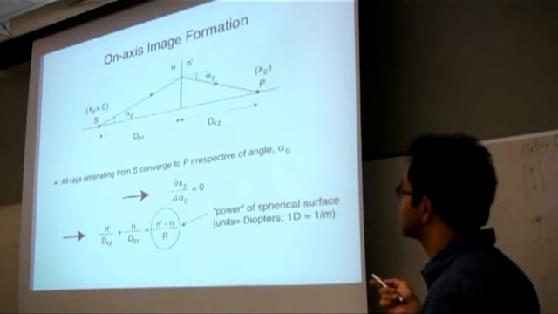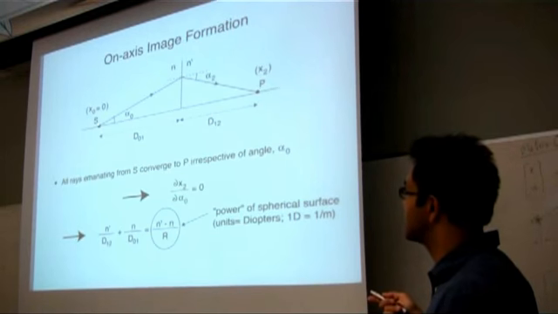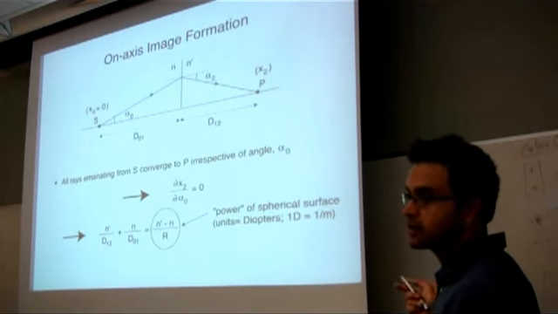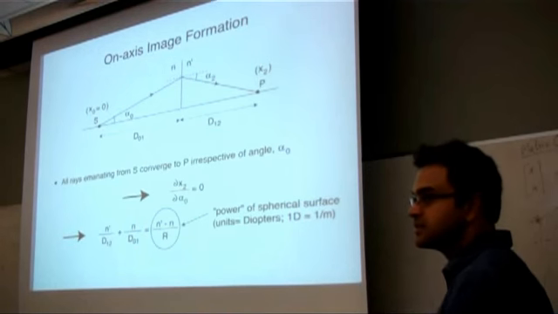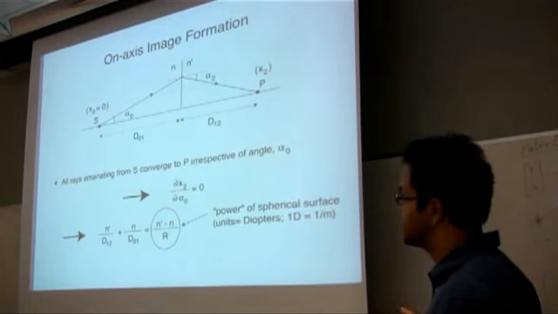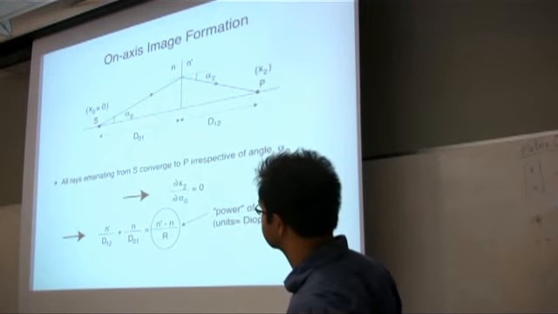After the very simple example of air and glass, we will go to the next simplest possible example, which is on-axis image formation. The idea is that you have a point source, light coming out of it, and you're trying to form a point image. That's the simplest possible imaging system, and we have something in between. You can imagine it's just a lens.